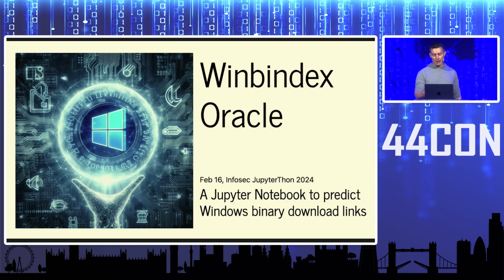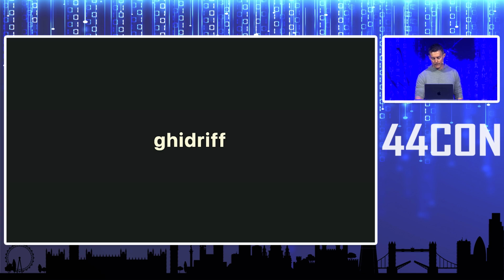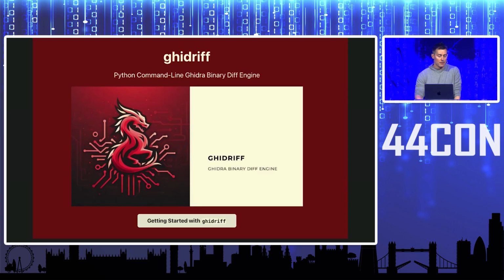Last February, I did a quick talk on something I tried to do called the WinBindex Oracle. And I tried to actually brute force some download links based on some KB information. And it works only sometimes because of the way that Microsoft embeds timestamps. But I'm not going to get into that here, but it's just another step on the path to me understanding what I needed to automate Patch Tuesday. So Ghidrift was a big one.